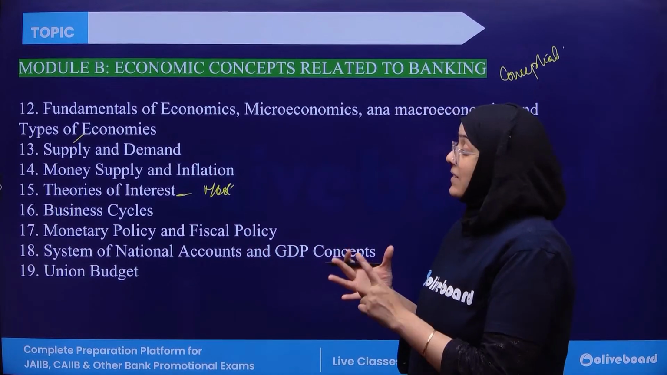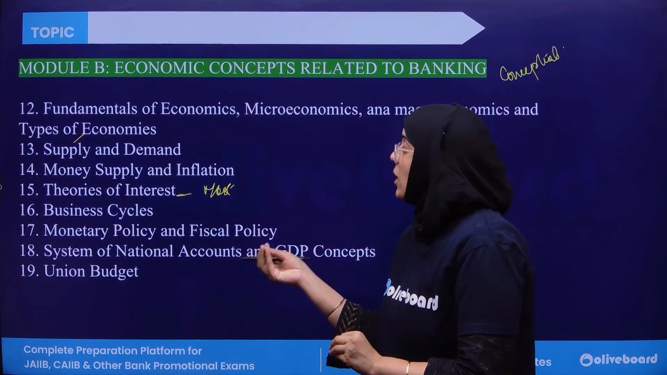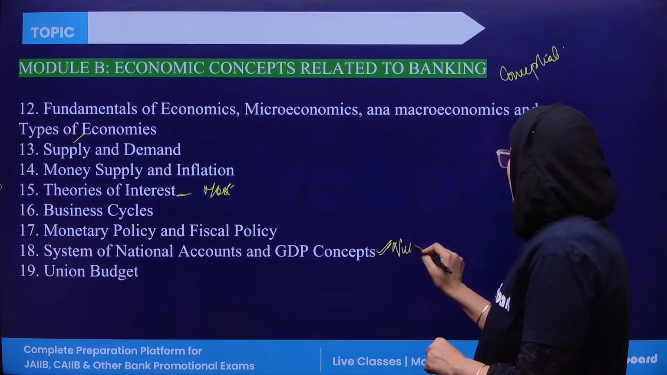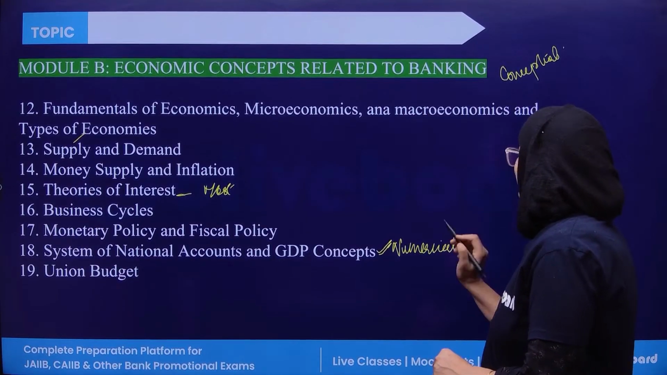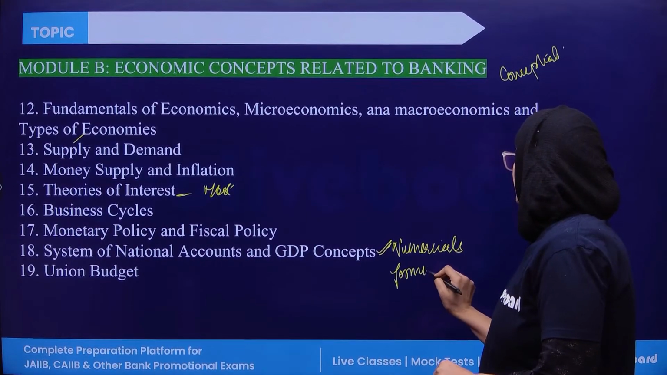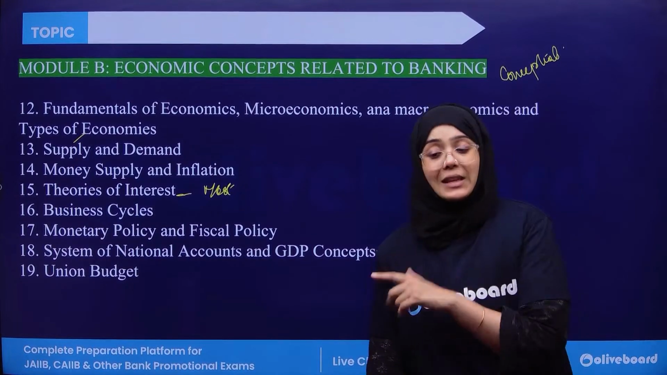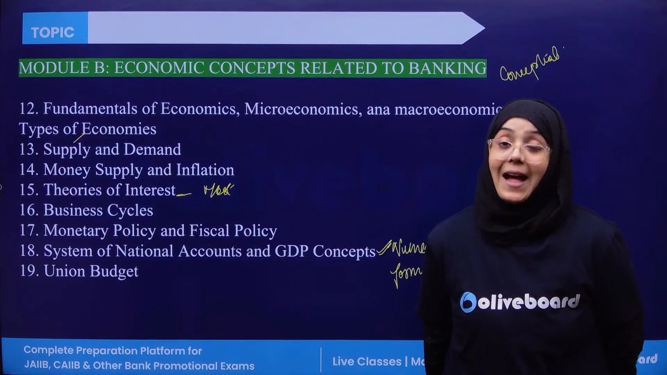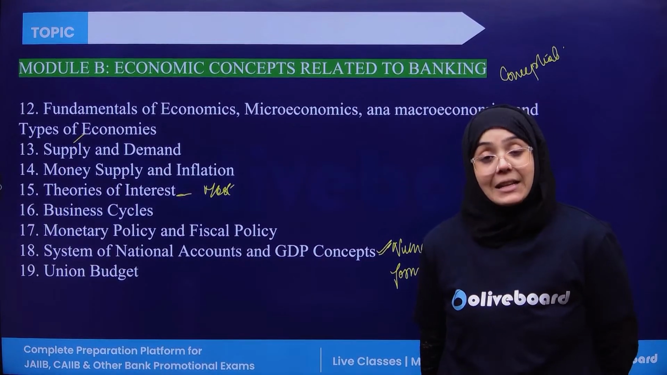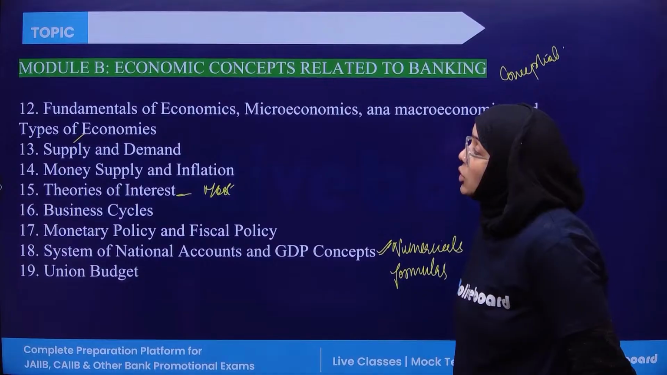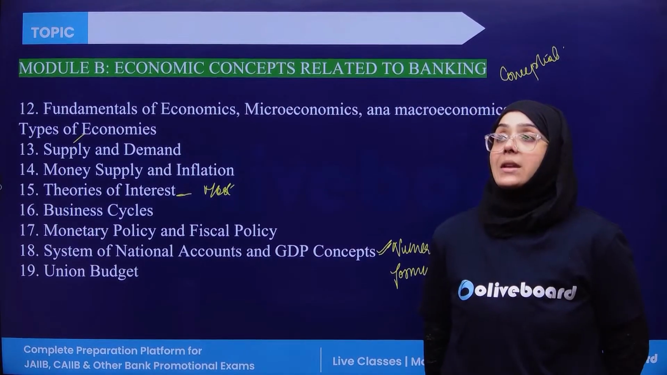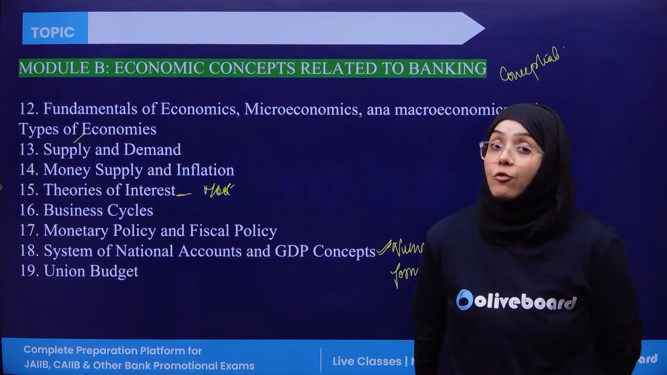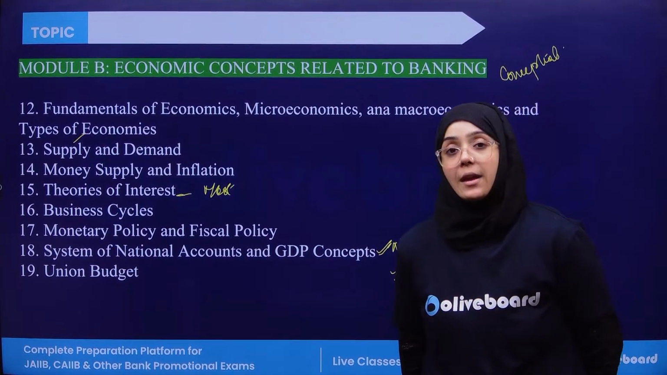Okay. Now, business cycle, it's easy. Monetary policies, system of national accounts, national income. Here you will find a lot of formulas in the national income, right? So in this module you have to dedicate a lot of time to module B. Okay, as well as module B's weightage is also very high, right? So module B is conceptual. Module B is very difficult. Module B is very tricky. So obviously you need to focus more and more on module B, right?